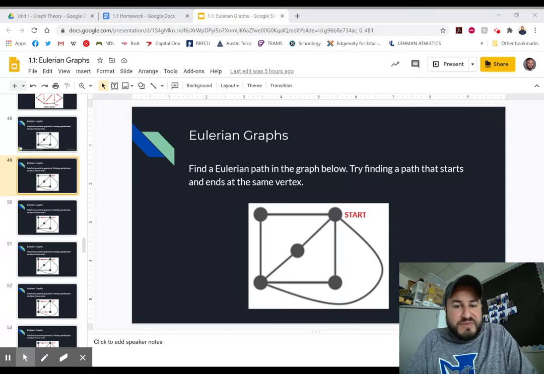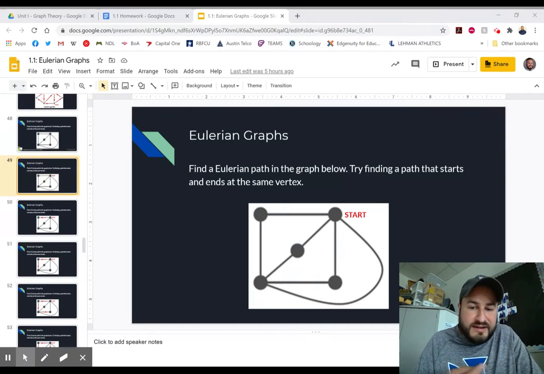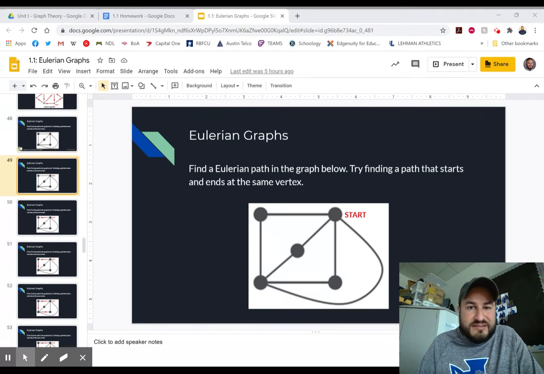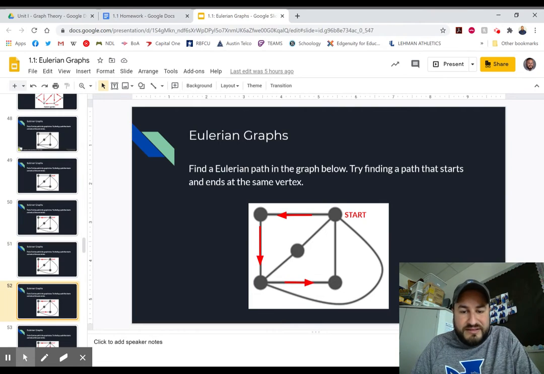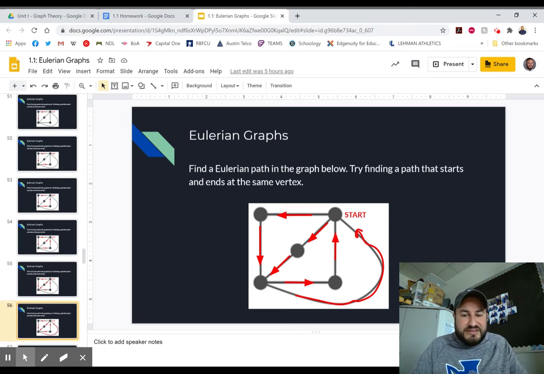We also learned how to find a Eulerian path in a graph. A Eulerian path is a path through every edge, using every edge exactly one time. This is the example that we left with on Monday and Tuesday, and I was able to find a Eulerian path in this graph. You can see on the screen that I started at the top right, went over and all the way around the square, came down the middle, did a little loop, and ended where I started.